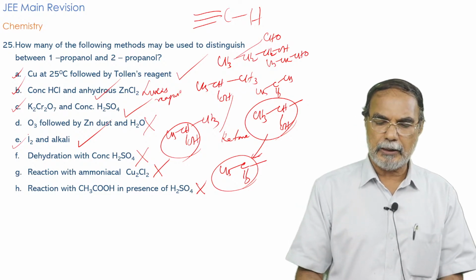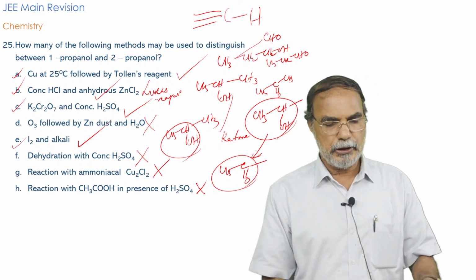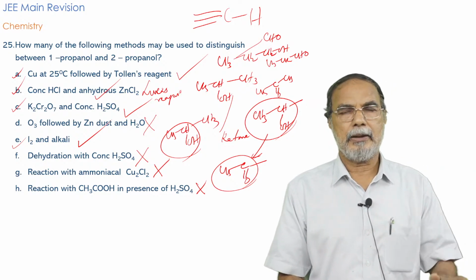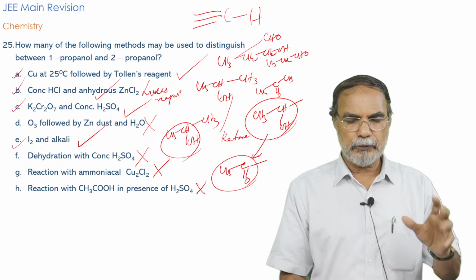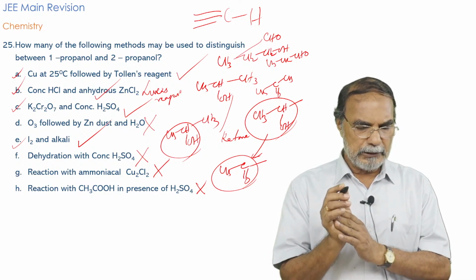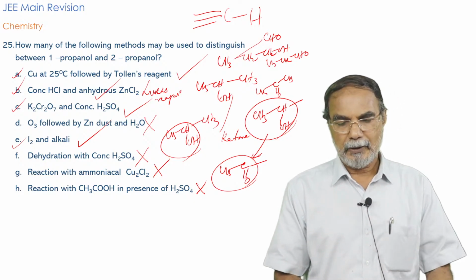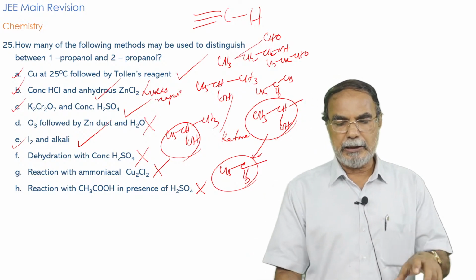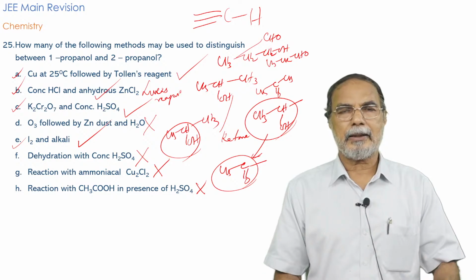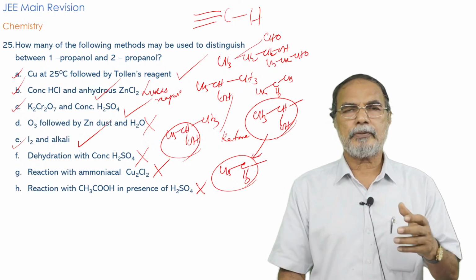These four are methods which can be very successfully used to differentiate between 1-propanol and 2-propanol very easily. And the question is, how many of the following methods can be used to distinguish? So of the various methods given, 8 methods are given, of which only 4 will work. Now, since for the JEE there are single digit answer questions, from organic chemistry, very often they ask questions of this type.